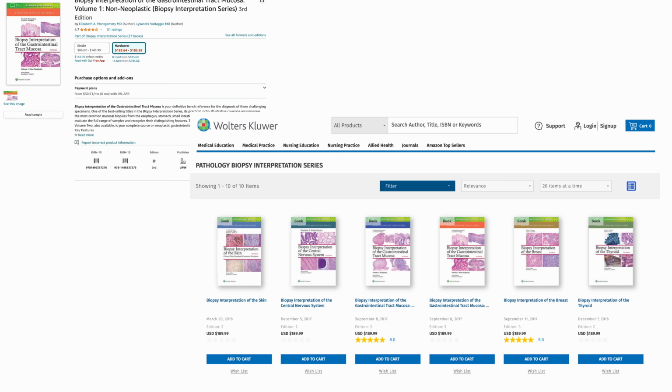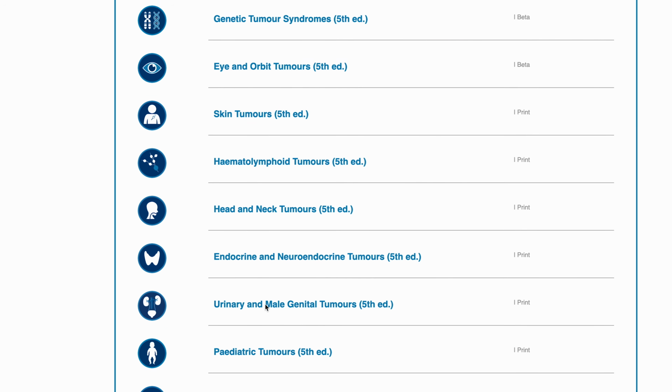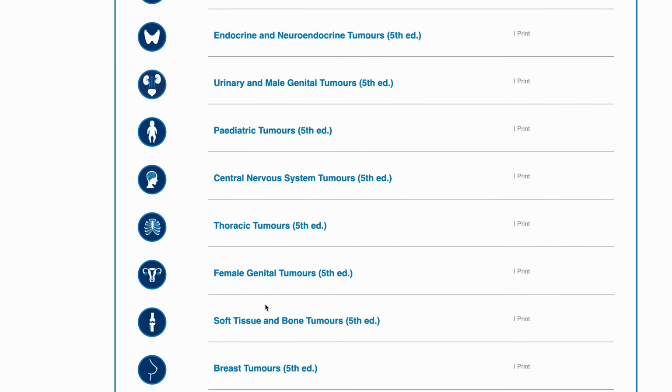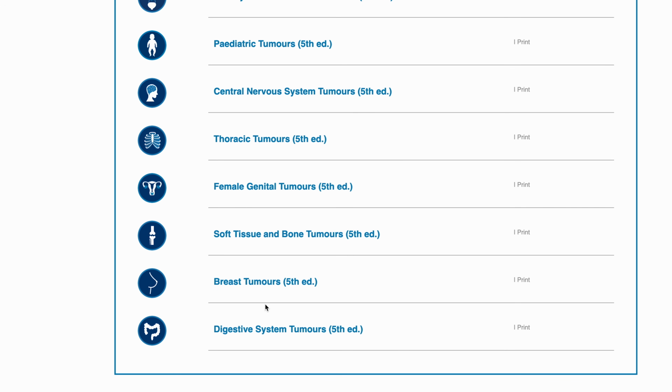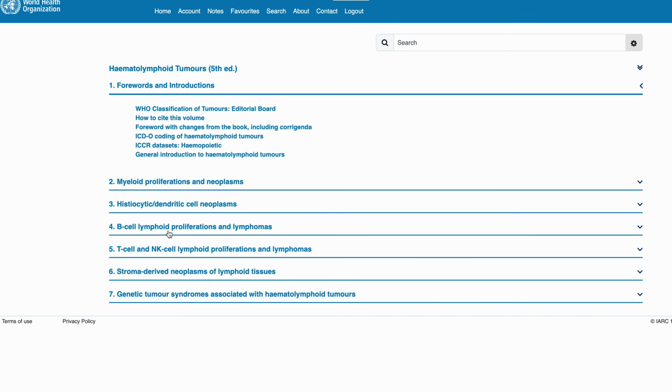So the first one is the Biopsy Interpretation series. I found this series very useful. They're short, concise books. So you can see one example here for GI and some of the other books. The other series is WHO Classification of Tumors. This is also a very nice series of books. There's also an online version that you can sign up for online access, and it is relatively cheap. I have the access for the online version, and it's easy to search and find your way through.